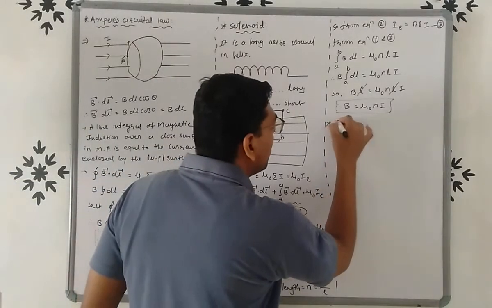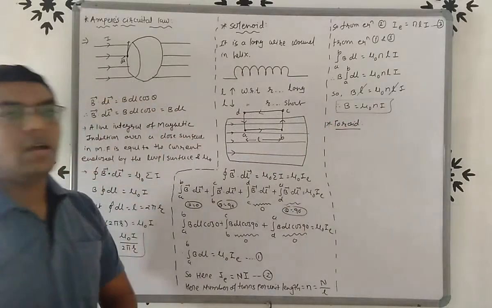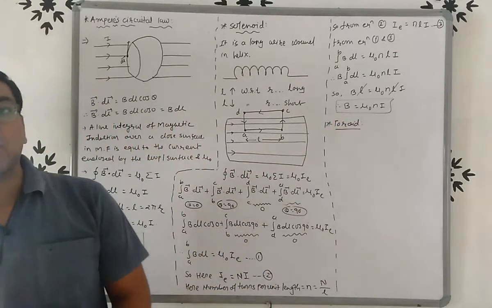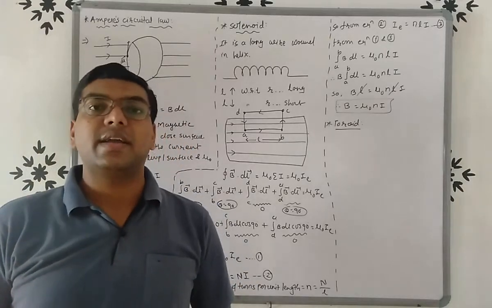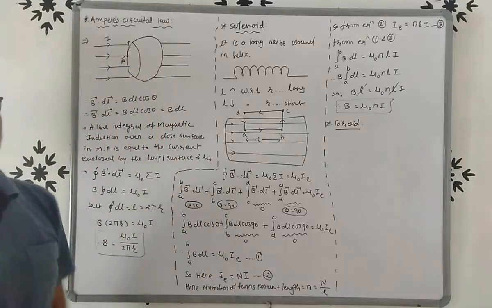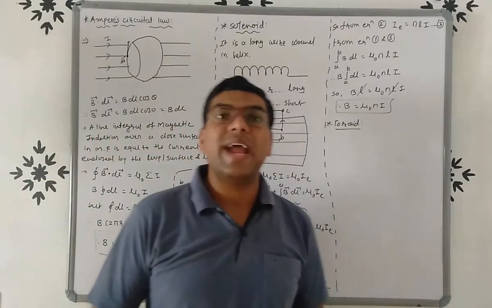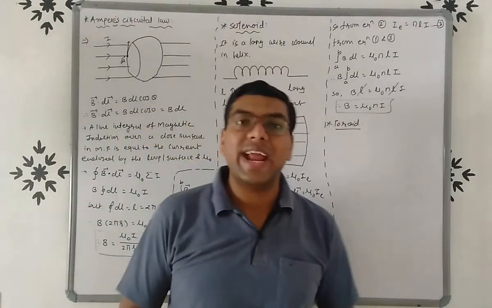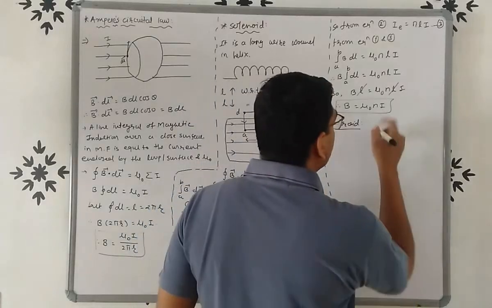Now for toroid. Now what is toroid? So if the solenoid is bent into a closed ring, then it will become a toroid. So what is toroid? If solenoid bends in the form of a closed ring, then it is known as toroid.